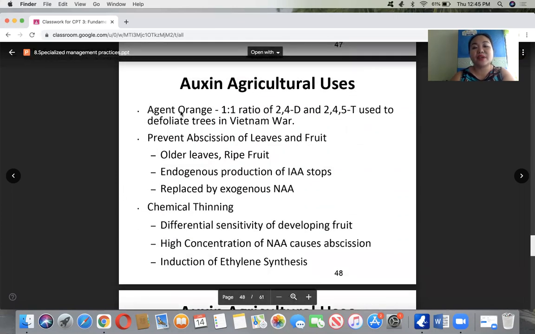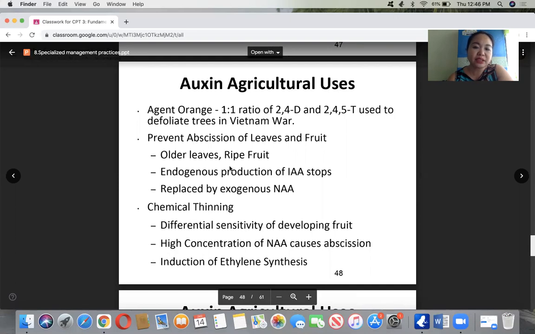So we also have the very famous Agent Orange, which has a 1:1 ratio of 2,4-D and 2,4,5-T, which was used to defoliate trees during the Vietnam War, because Vietnam is used to camouflage, because if you've been to Vietnam, it's a really very green country with a lot of trees around. So they used it to defoliate the trees so they can see the Vietnamese soldiers.